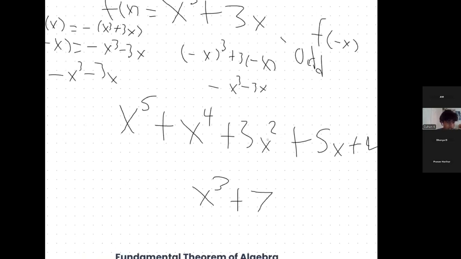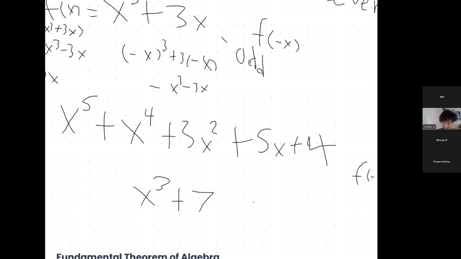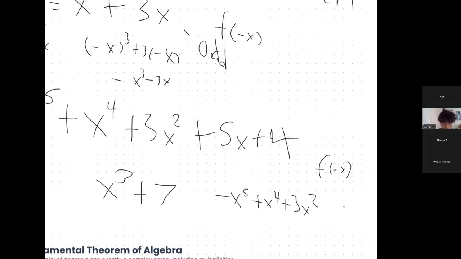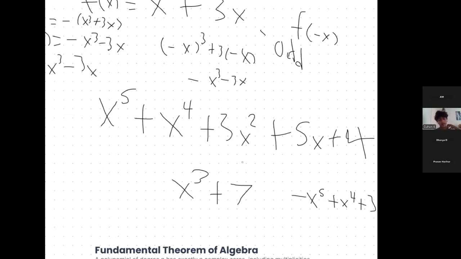Negative x to the fifth is just negative x to the fifth. Negative x to the fourth is x to the fourth. Negative x squared is just x squared, so 3x squared. And then the same process, minus 5x plus 4. We can see that this is not an even function since these two do not equal each other.